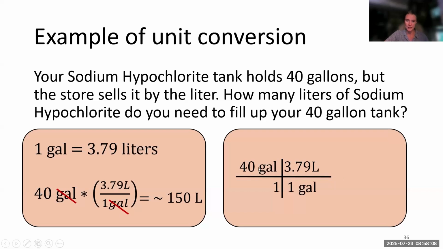So when I do this, you'll notice that I have a gallon on the top and a gallon on the bottom, and that's what I want because I want to get rid of those gallons so that I can see how many liters I have. If I set it up this way, I'm going to cancel those gallons out, and then just multiply across the top of the chart here. I'm going to go 40 times 3.79 liters, and that's going to also give me about 150 liters. And that's what I would put for my answer.